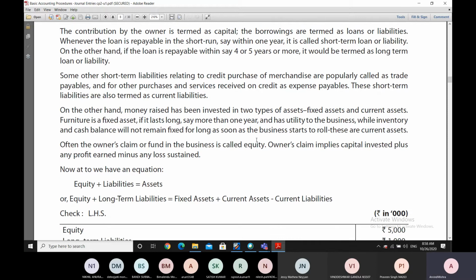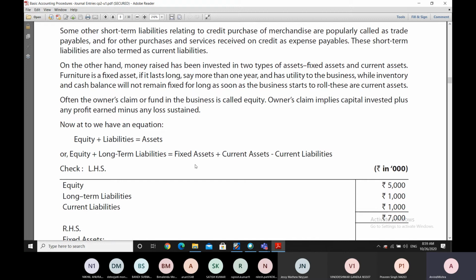So often the owner's claim or the fund in the business is called equity or the owner's capital. That is the owner's claim on the business, because the owner has contributed the capital and he wants it back ultimately. So the owner's claim will be on the capital as well as on the profit, and after reduction of all the losses.